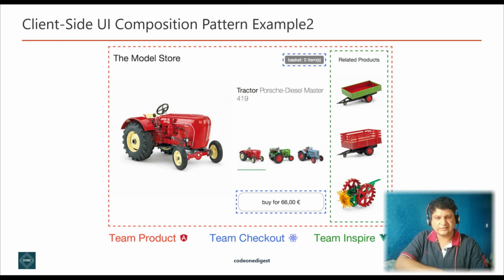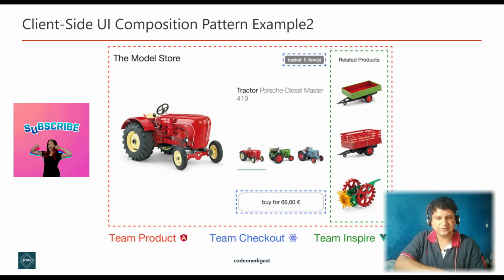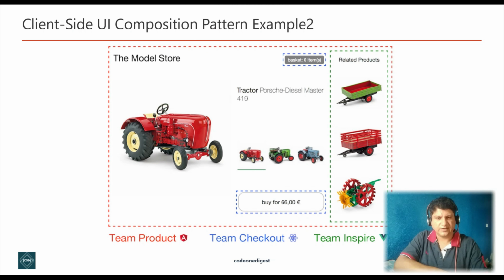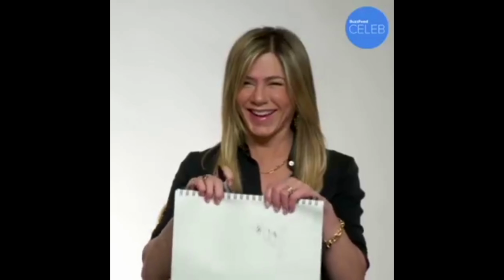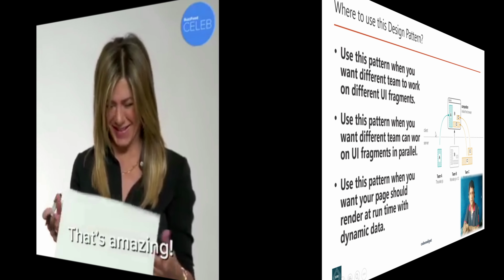Friends, now let's see another example of this pattern. The example on your screen having a PDB page. In this PDB page example, they are team product, team checkout, and team inspire with separate development teams and deployments. Team product is the owner of product detail page, which is combined with other fragments.